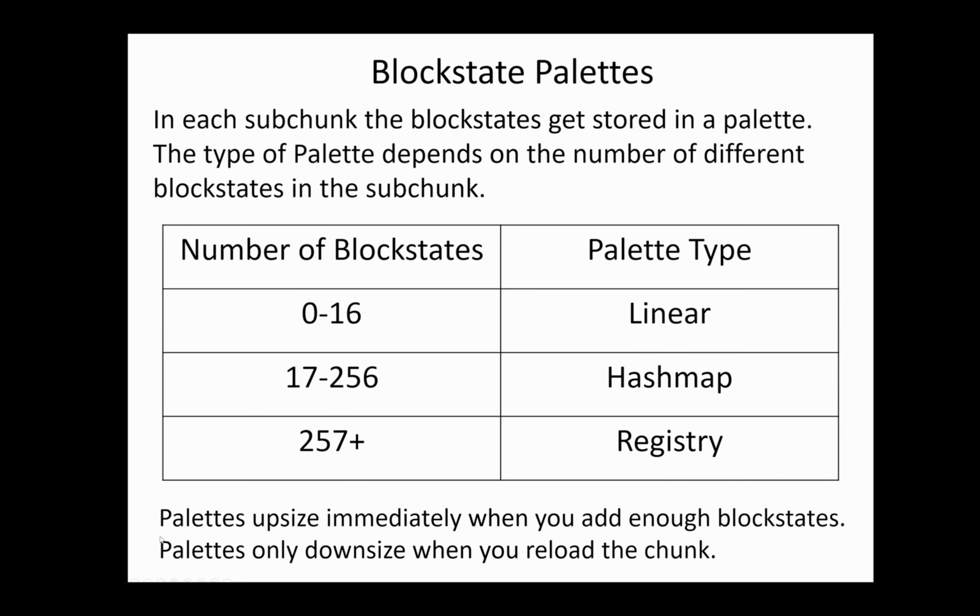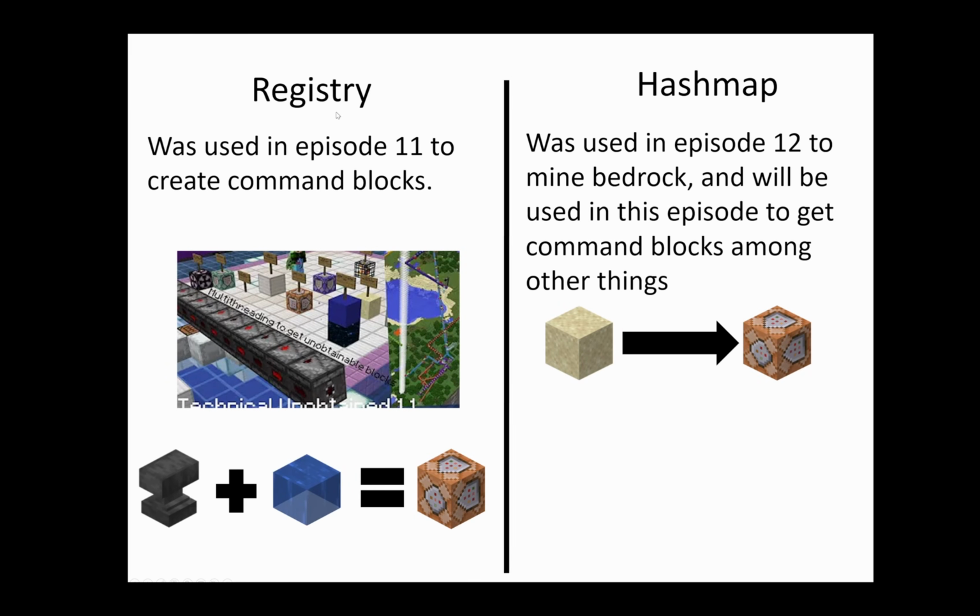And something that's important to note is that palettes upsize immediately when you add enough block states, but they only downsize when you completely unload and then reload the chunk. So it's very easy to upsize them, but difficult to downsize. And the registry palette we have already checked out, because we used it in episode 11 to create, for example, command blocks and structure blocks and end gateways. And in this episode, we will use the Hashmap palette. And we also checked the Hashmap palette out because in episode 12 we use it to mine bedrock.